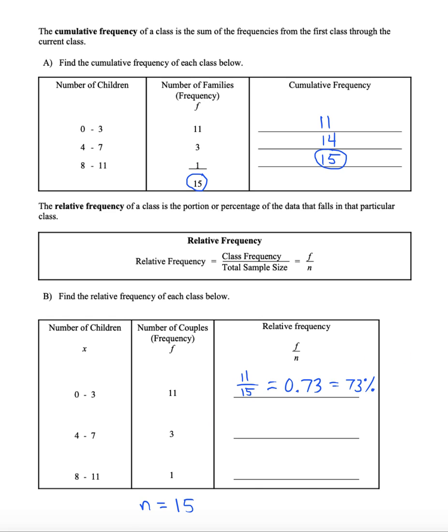All right, let's try it for the others. Here we'll have 3 out of 15 for our second class. That's 0.20. As a percent, it would be 20%. And finally, 1 out of 15. That's .067, approximately 7%.